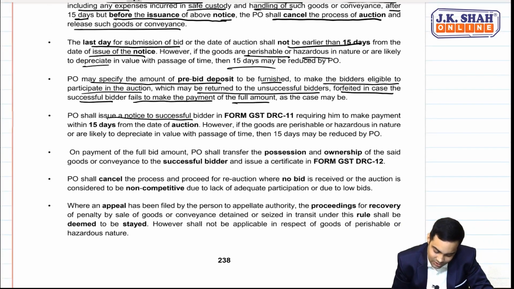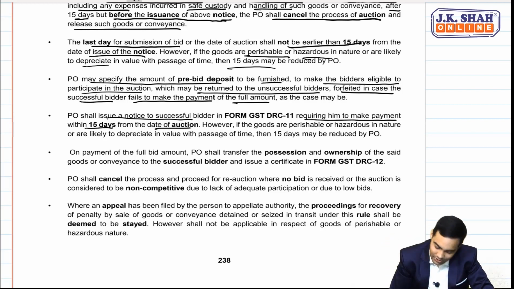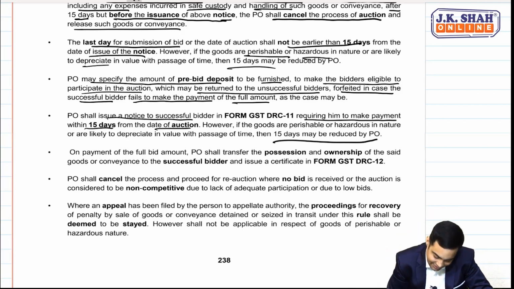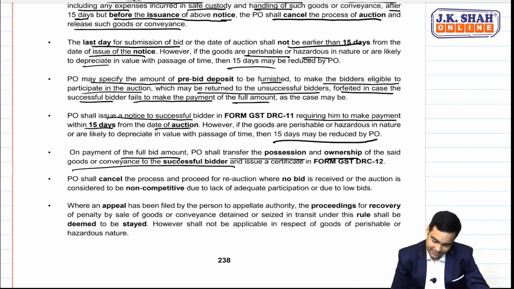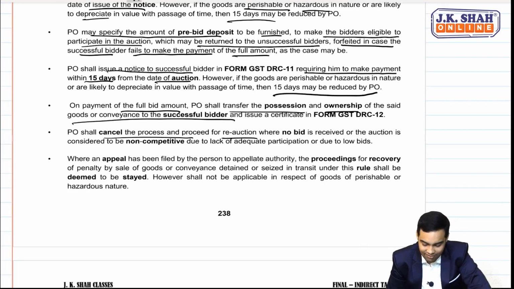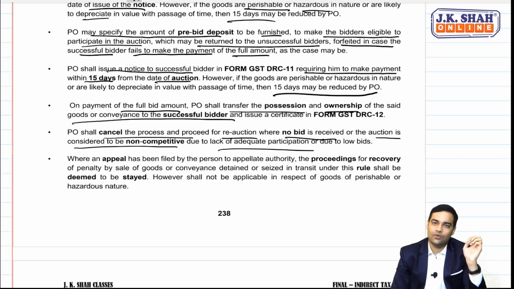The PO shall issue a notice to the successful bidder requiring him to make payment within 15 days from the date of auction. Again, you'll find the same point, 15 days may be reduced by the PO. Throughout, you'll find the 15 days point. On payment of the full bid amount, the PO shall transfer the possession or ownership of the said goods or conveyance to the successful bidder. The PO shall cancel the process and proceed to re-auction where no bids are received or the auction is considered non-competitive due to lack of adequate participation. Then he might cancel it.